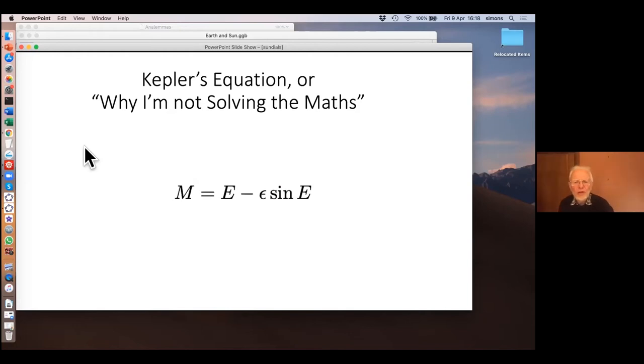And here's an example. I said I wouldn't put any equations up. Well, I'm not going to solve any. It doesn't really matter what any of these symbols are, except that E is an angle. And any time you see an angle and its sine in the same equation, you know you're in for trouble as regards an analytic solution. So the principal reason that I can't give you an equation for the equation of time is that there isn't one. It can only be solved numerically.